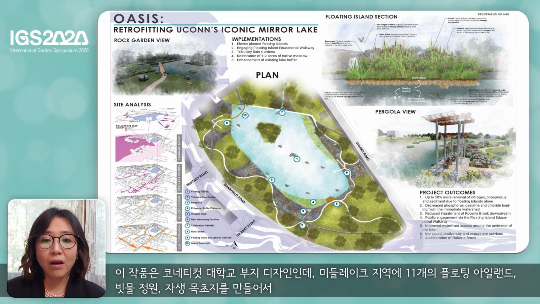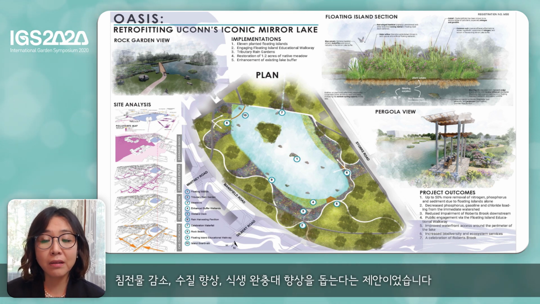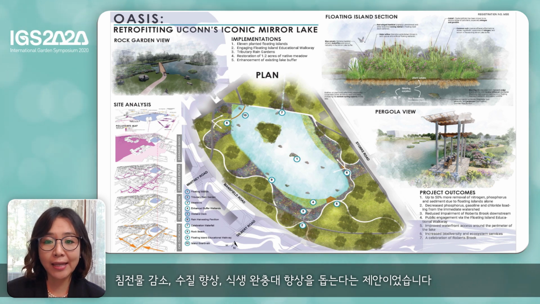This one here is on the UConn grounds. Here we propose 11 floating islands, rain gardens, and native meadows in the Mirror Lake area to help with sediment reduction, water quality, and vegetative buffer enhancement.